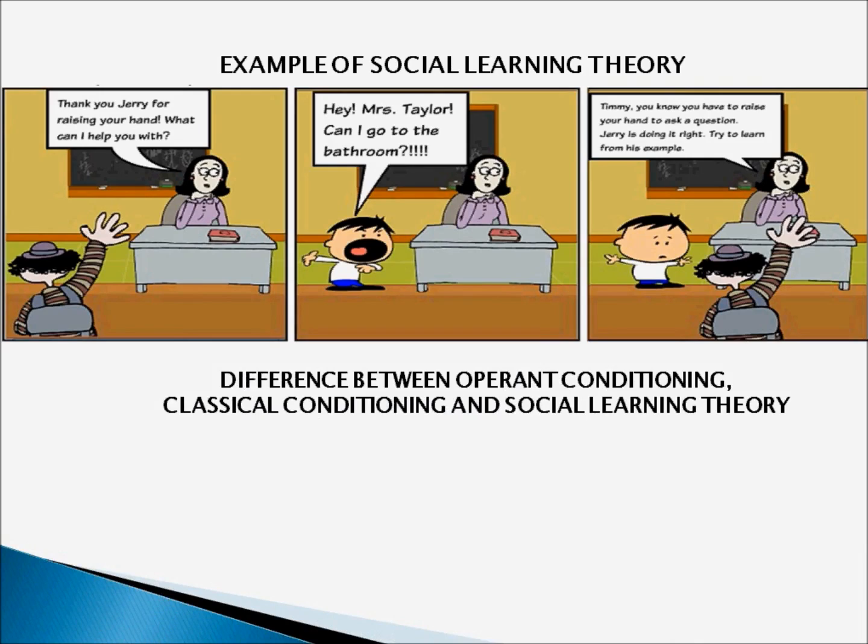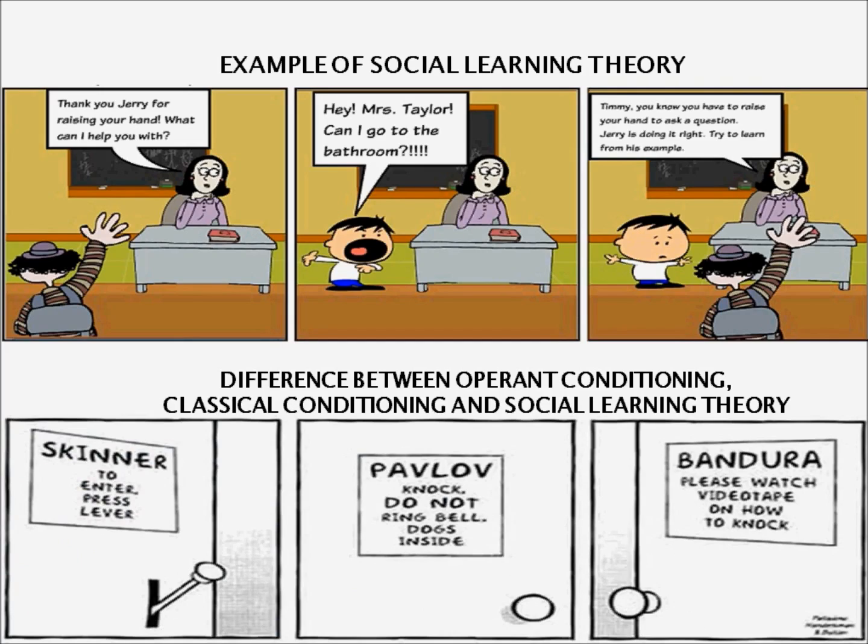So the difference between operant conditioning, classical conditioning, and social learning theory, now we clearly understand. These theories are given by different scientists, and this picture below gives the difference. For example, Skinner the psychologist said that the pressing of the lever by the rats was giving them food. So the reward was there. In Pavlov's case, the ring was there. So the ring was a conditioned stimulus and the response was there from the ring. That was Pavlov. And Bandura the psychologist said that he is showing a videotape on how to knock. So that is a kind of social learning.